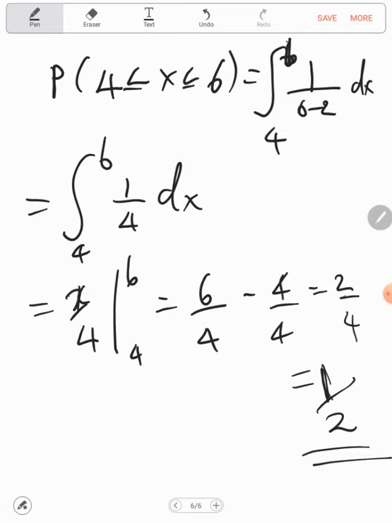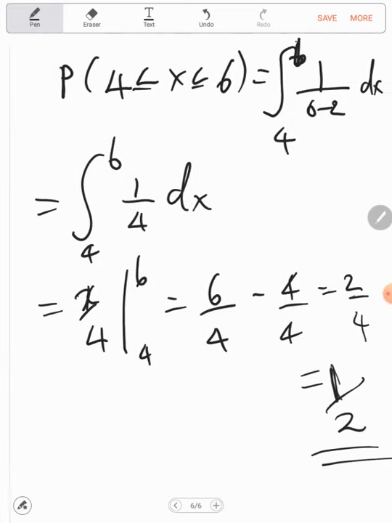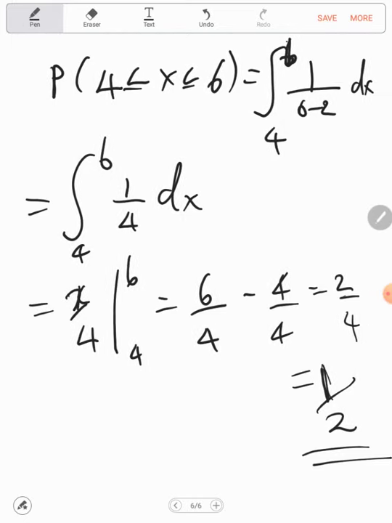But because your integration is a bit poor, on the uniform distribution I will just ask you how to find the expected value and the variance. But please know the formula for f of x.